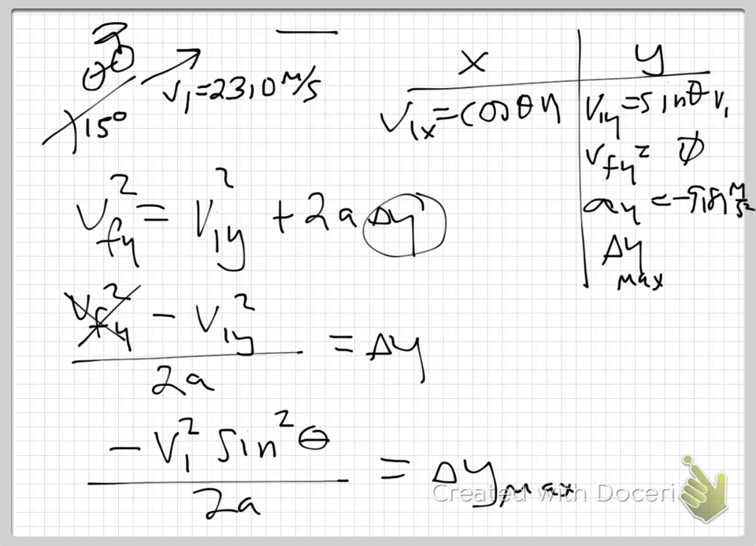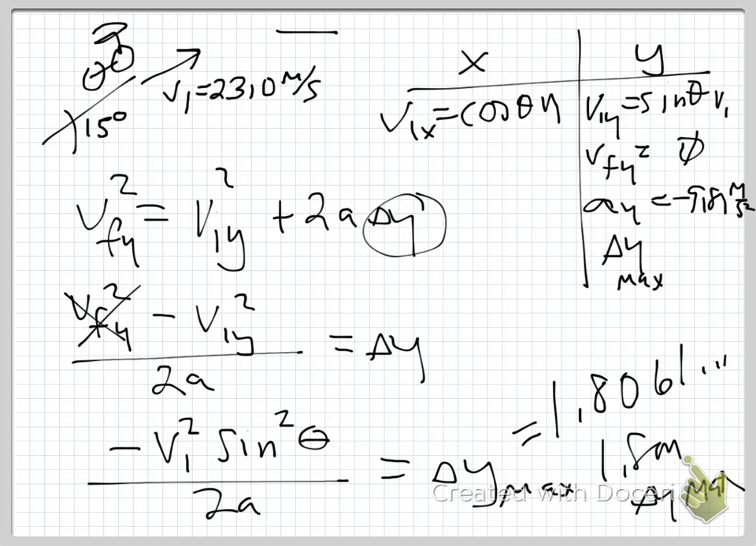So we have 23 squared times sine of 15 squared, divided by 2 times acceleration due to gravity, 9.81 meters per second squared. We get a raw answer of 1.8061, and it goes on and on. With sig figs, we get 1.8 meters as delta y max.